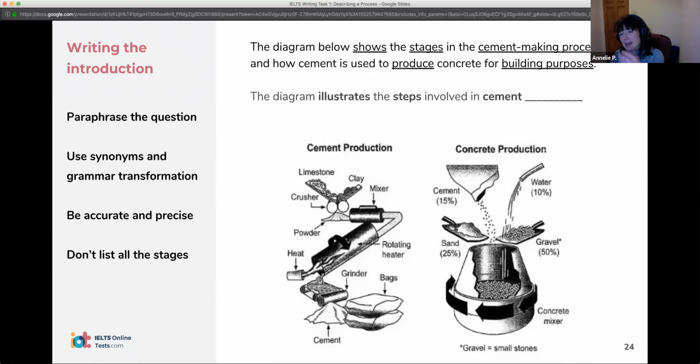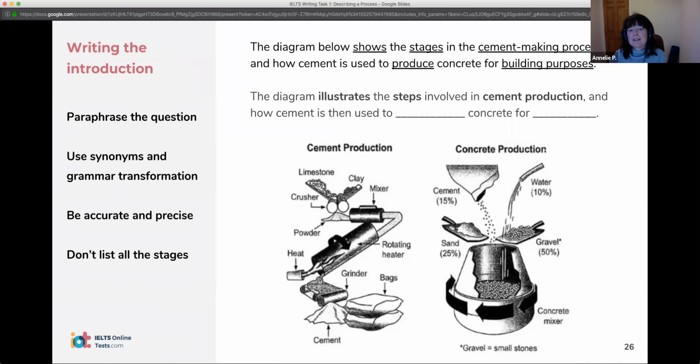Well, we've got making in the question. Production, yeah, Adri, quite a few people have got that. So again, we're just changing it around, changing some of the words. And then how cement is then used to, so we need to change produce. We've got manufacture, we've got make or create. Those are all very good.